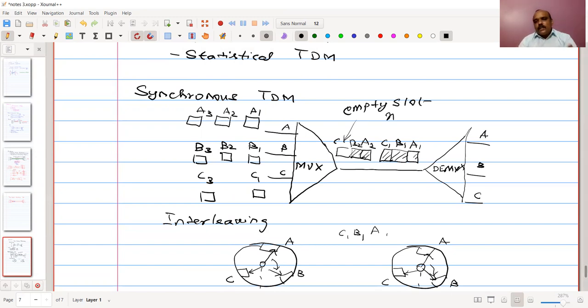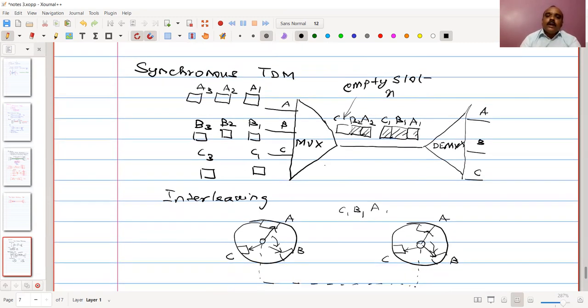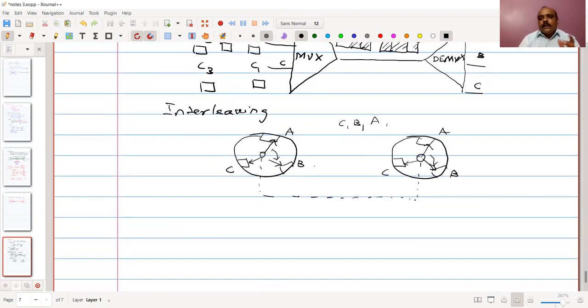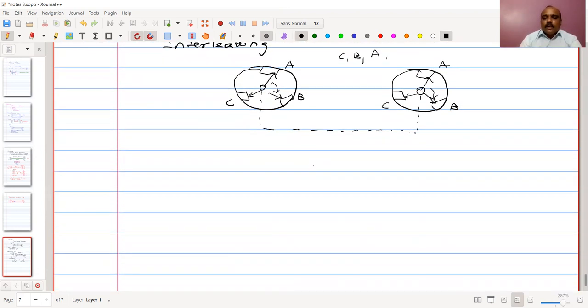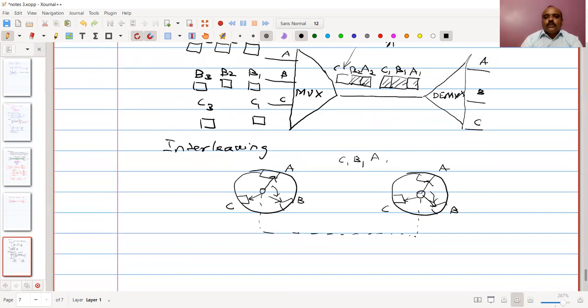Right. So absence of data by a user will create an empty slot. So that is one of the drawbacks we can observe in the synchronous TDM. So there is a presence of empty slots. Now there are some other issues also.